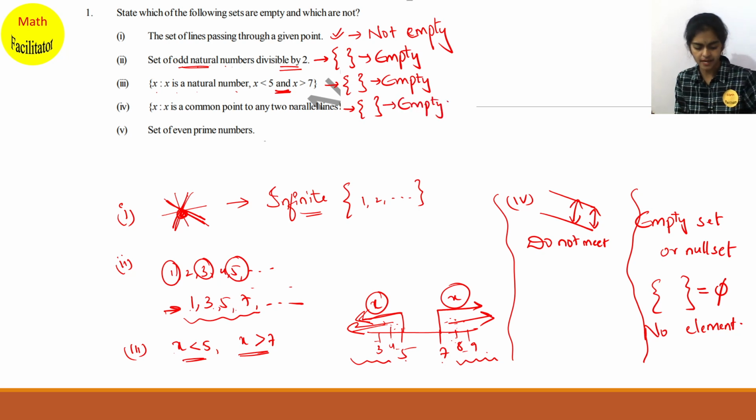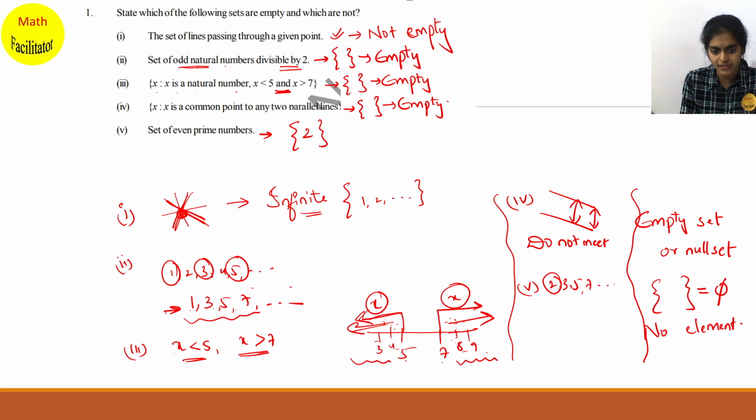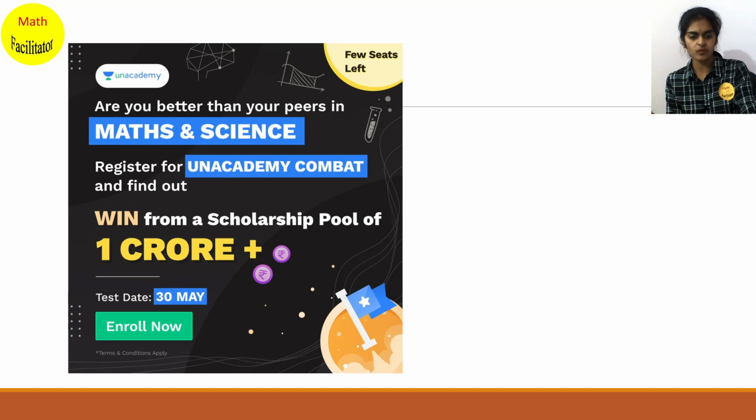Set of even prime numbers. Do you have any even prime numbers? Prime numbers are nothing but 2, 3, 5, 7 and so on. So you know 2 is an even number and 2 is also a prime number. So this set of even prime numbers is nothing but 2. 2 is an even prime number. So is this an empty set? No, it's not empty. Clear with these questions? So let us move on.